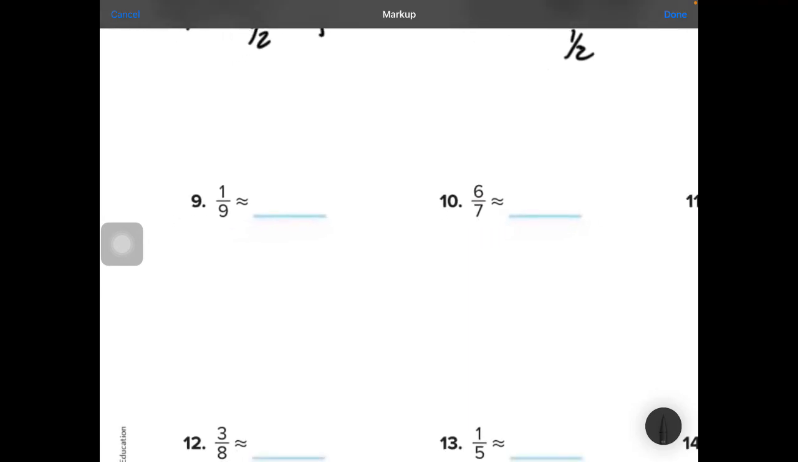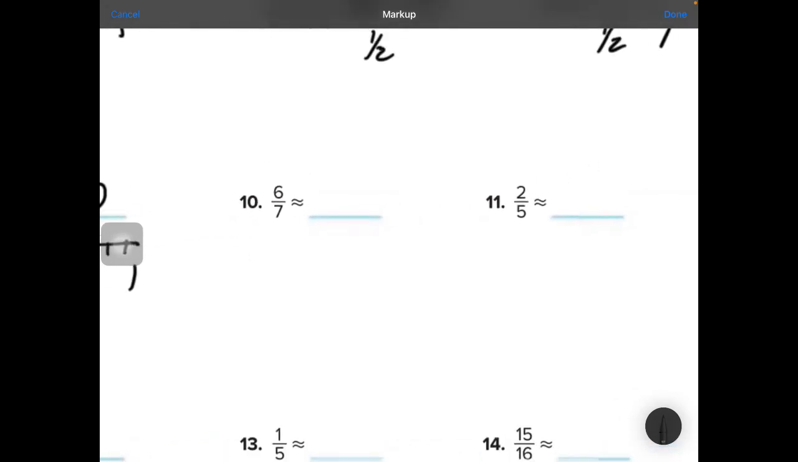Number 9, only 1 out of 9, so here's our 0, and here's 1, there's our dot, 2, 3, 4, 5, 6, 7, 8, 9, there's our 1, half is about right there. You can see that the dot is definitely closer to 0. So 1/9 would go to the benchmark fraction of 0. Okay, number 10, we have 6 out of 7. 1, 2, 3, 4, 5, 6, 7. There's one whole number. There's 0. Half is about right there. Yep, you've guessed it. 6 sevenths is closer to 1.